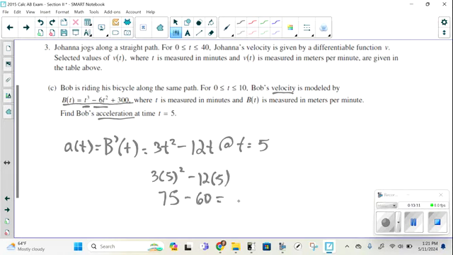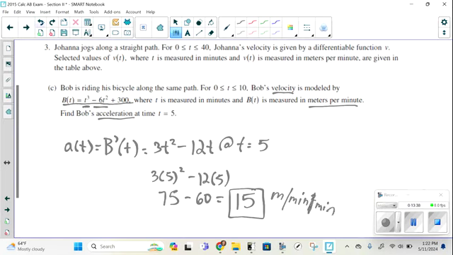I mean, this almost seems like it shouldn't be a 3C problem, but it is. We don't even have to put a label. If it's acceleration and velocity is meters per minute, this would have been meters per minute squared, or you could have said meters per minute.